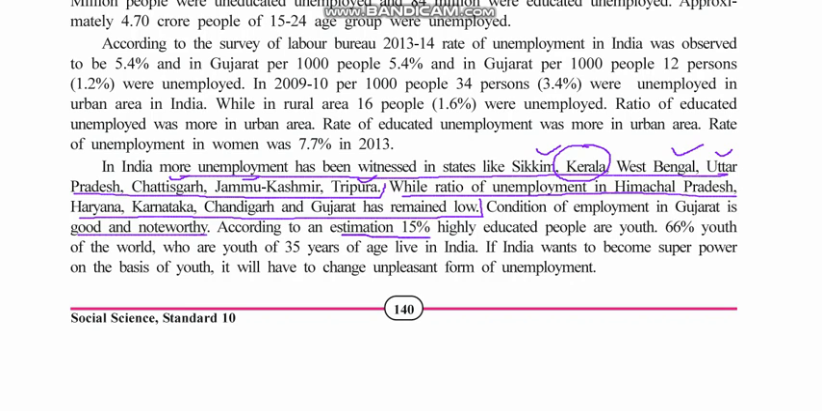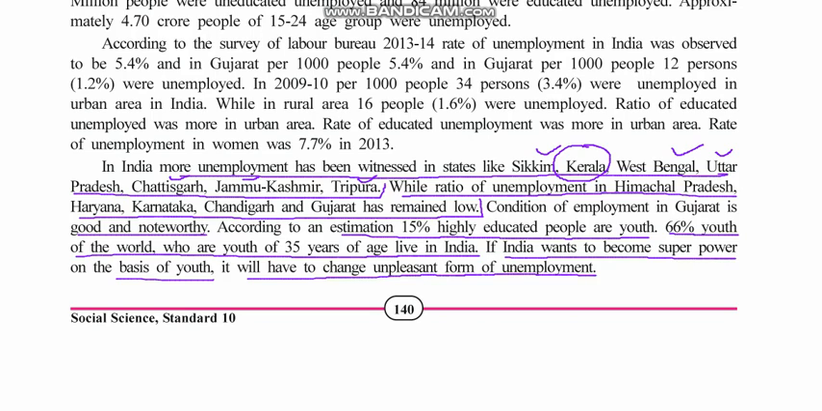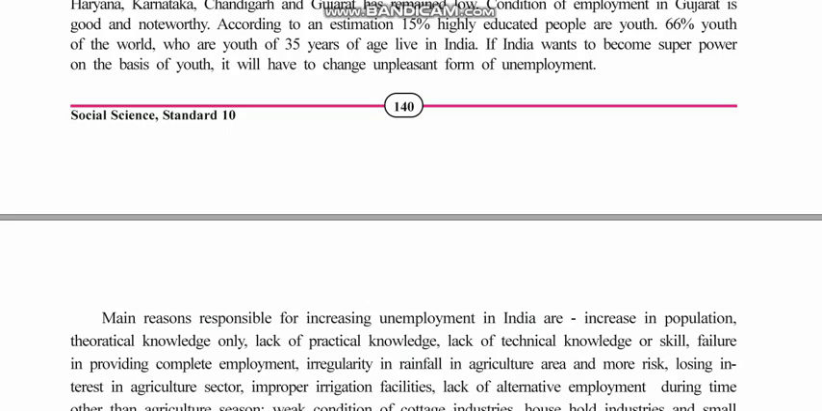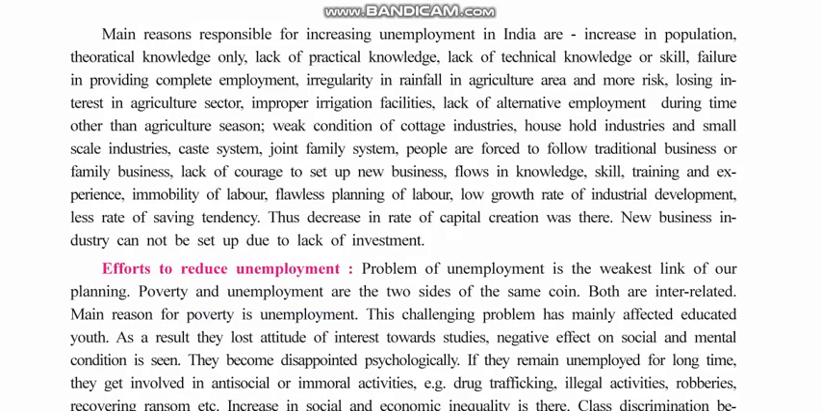According to an estimate, 15% of highly educated people are youth. 66% of the world's youth under 35 years of age live in India. If India wants to become a superpower on the basis of its youth, it will have to change this unpleasant form of unemployment. If India wants to become a superpower in the near future, and right now the conditions are very good for India, then it has to change and see that employment is created for the young people.